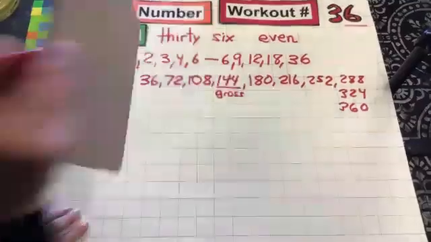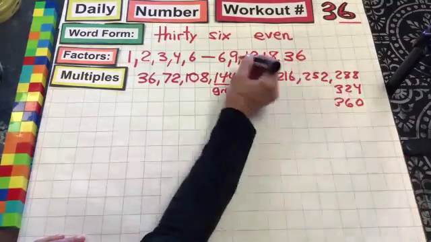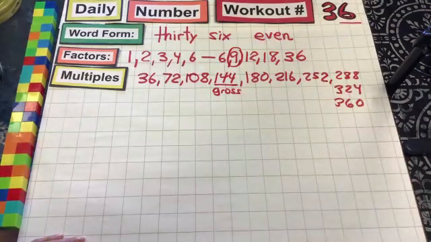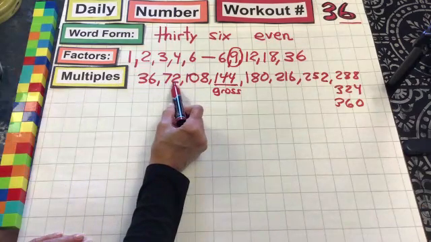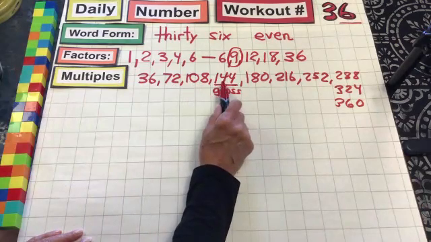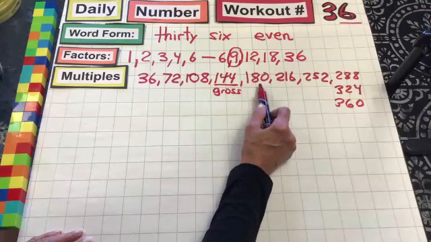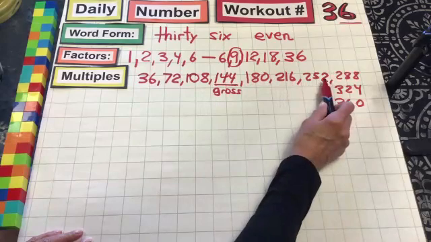Now that we've got all those done, let's go back and regroup about this. Because 36 has a factor of 9, every single one of its multiples needs to add up to 9. So we can go back and check. 3 plus 6, yep, equals 9. 7 plus 2, yep, equals 9. 1 plus 0 plus 8 equals 9. 1 plus 4 plus 4 equals 9. 1 plus 8 plus 0, boom, 9. 2 plus 1 plus 6 equals 9. 2 plus 5 plus 2 equals 9.